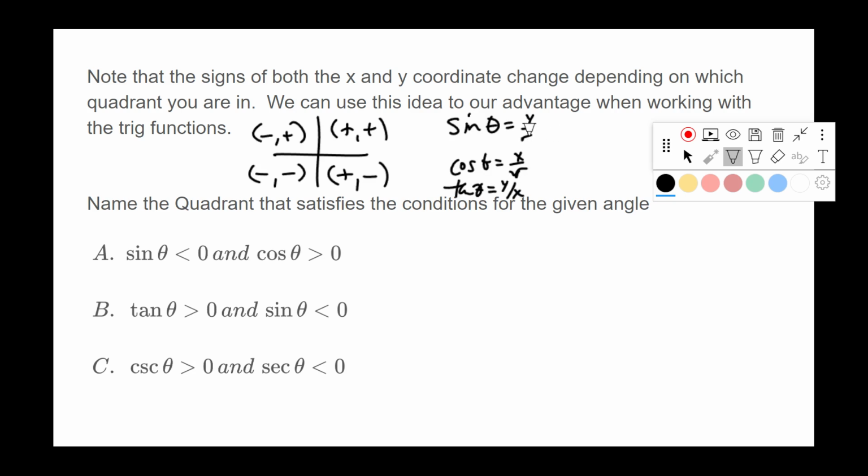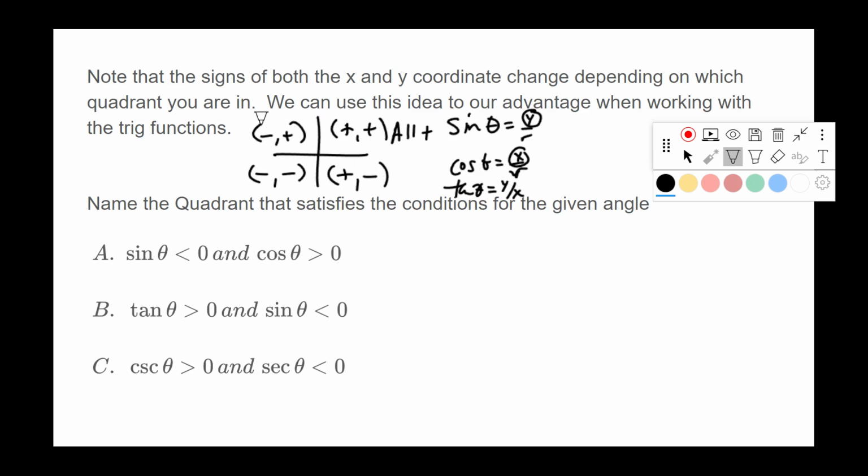We know that the radius of the circle, no matter what, has to be positive. So the sine depends simply on the y coordinate and the x coordinate. For example, in quadrant 1, both the x and y coordinates are positive. So cosine is positive because cosine's x, sine is positive because it's y, and tangent will be positive because it's y over x. So all of them are positive in quadrant 1.